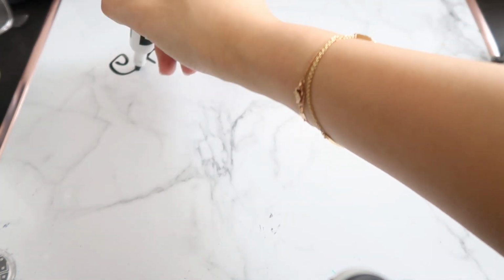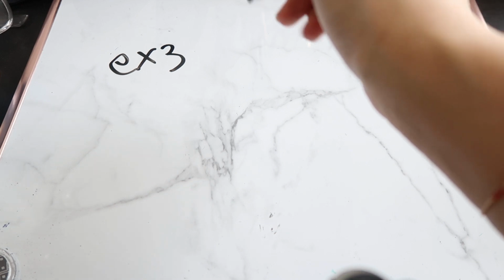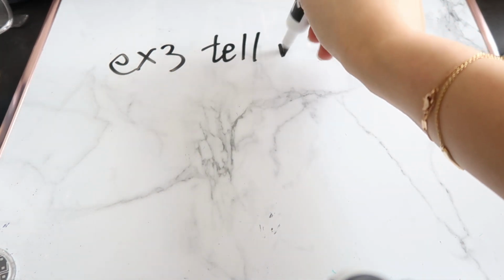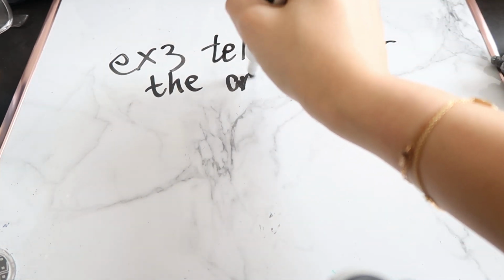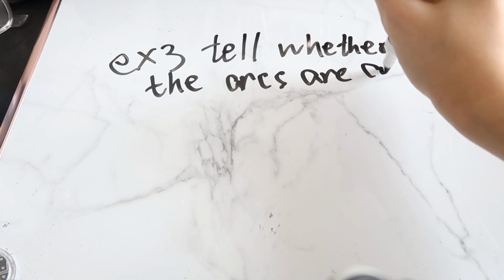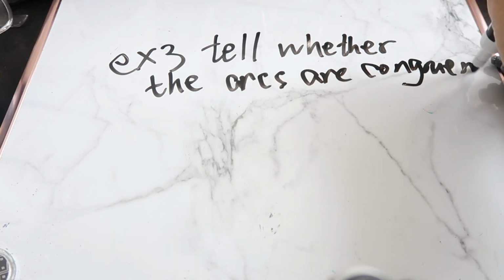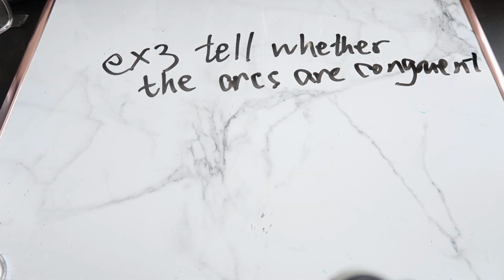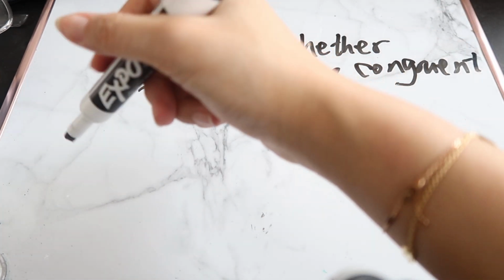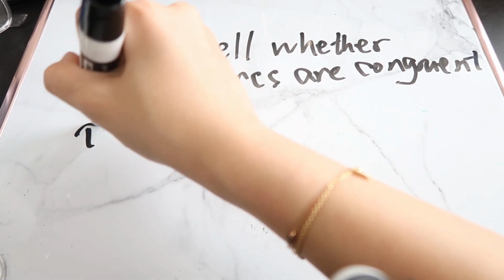Okay, so example 3: tell whether the arcs are congruent. So congruent means the same. We're trying to figure out whether two arcs are exactly the same. So for this, you need to have the same radius and also the same degree measurement. And if you take a look at this, let's try to do two small problems.